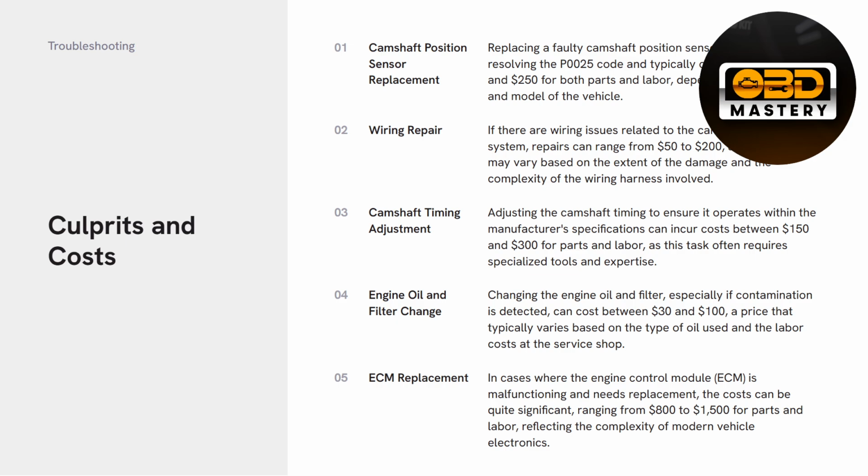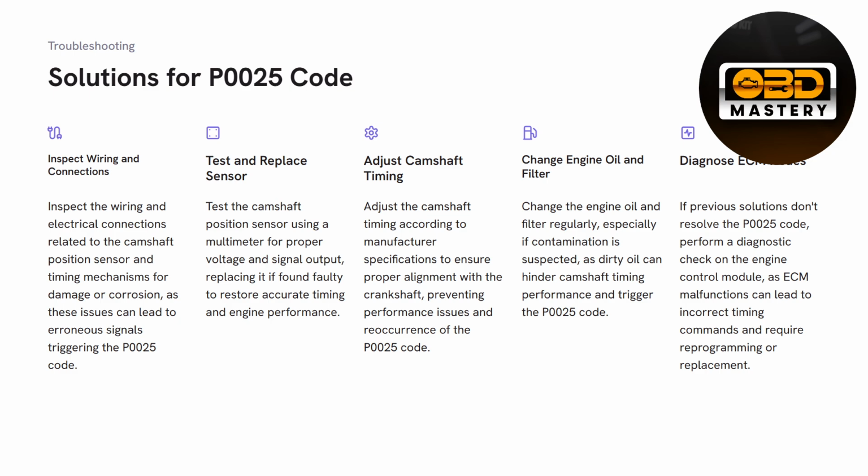As for the costs, we've already gone through it, but basically, a cam position sensor is 100 to 250, wiring repair $50 to $200. The camshaft timing adjustment is between 150 and 300 depending on parts and labor. Engine oil and filter change between 30 and 100. And yeah, that's pretty much it. ECM is 800 to 1500. However, that usually isn't the problem, it is really rare that this is a problem.